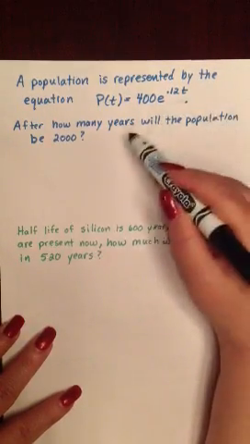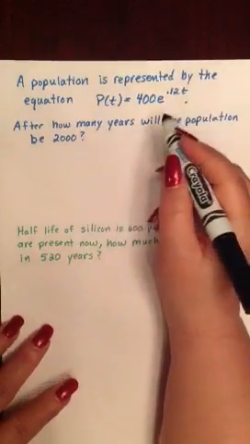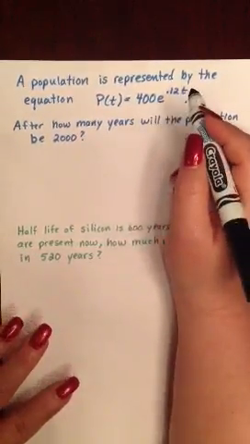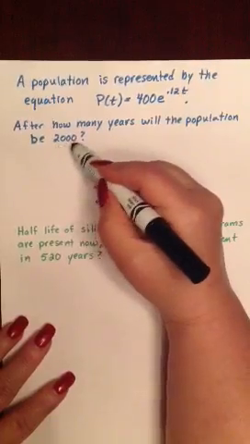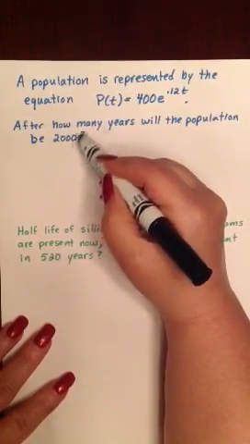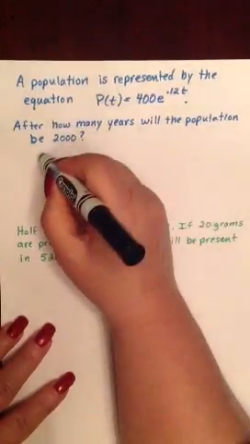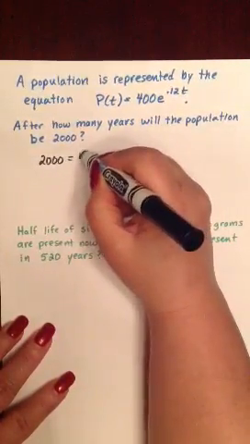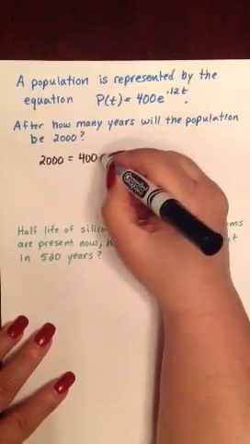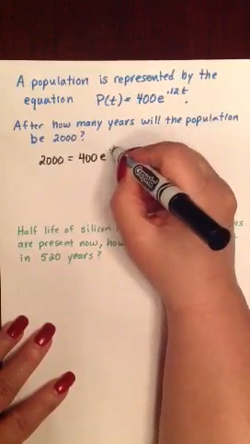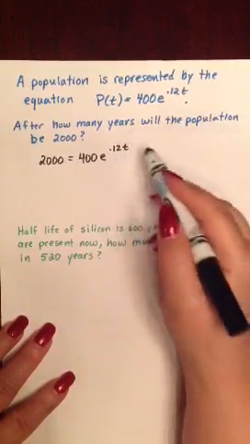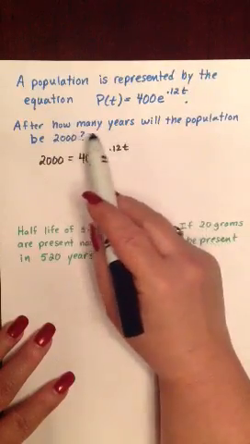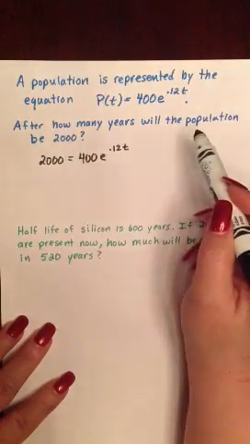So time must be in years. This would not be mosquitoes. I don't know what it would be, but whatever, it doesn't really matter. I want to know when the population will be 2,000, so I'm going to let P(t) be 2,000. I'm going to say 2,000 = 400 times e^(0.12t). I'm trying to solve for t, because they said after how many years.